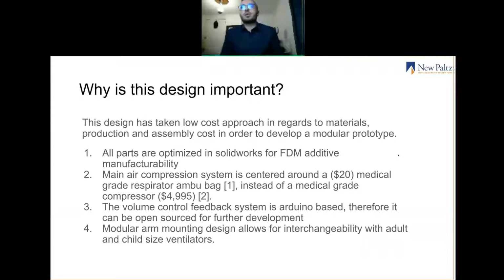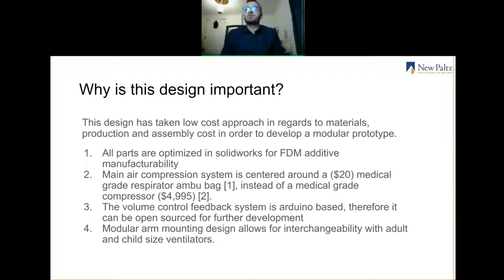When we began our project, we started brainstorming on how we can make the project as efficient and as beneficial as possible. This resulted in us focusing around a low-cost approach in regards to materials, production, and assembly. We utilized 3D printing for all of our parts and components that we could. Our main compressor system uses an AmbuBag instead of a medical-grade air compressor. This dramatically reduces the price and packaging of the ventilator.